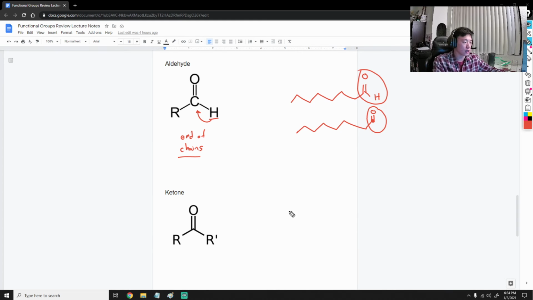A ketone is a carbon double bonded to an oxygen that's in the middle of a carbon chain. So if you have something like this, this part right here would be your ketone. Ketones can also form these ring structures. They could have closed shapes like that. This would also be a ketone right here. So if you see a carbon double bonded with an oxygen, not connected to something special, just in the middle of a carbon chain, that is going to be a ketone.